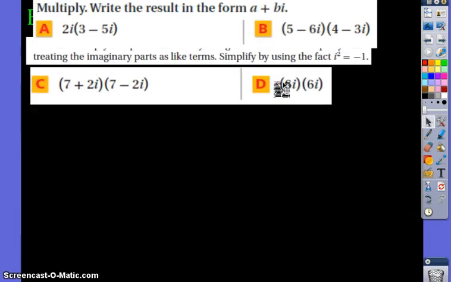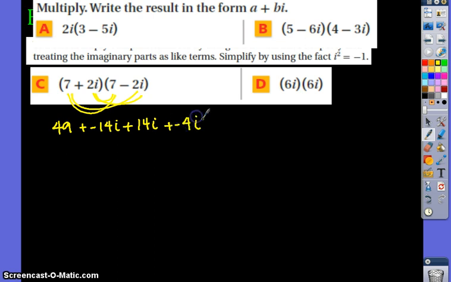Okay, so again, we're going to be doing some FOILing here. We'll do 7 times 7, which would be 49. And then 7 times a -2i, that would be plus a -14i. And then a 2i times a 7, that would be plus 14i. And then a 2i times a -2i, that would be plus a -4i squared. And again, I didn't say it this time, but I meant to: this is plus a negative.